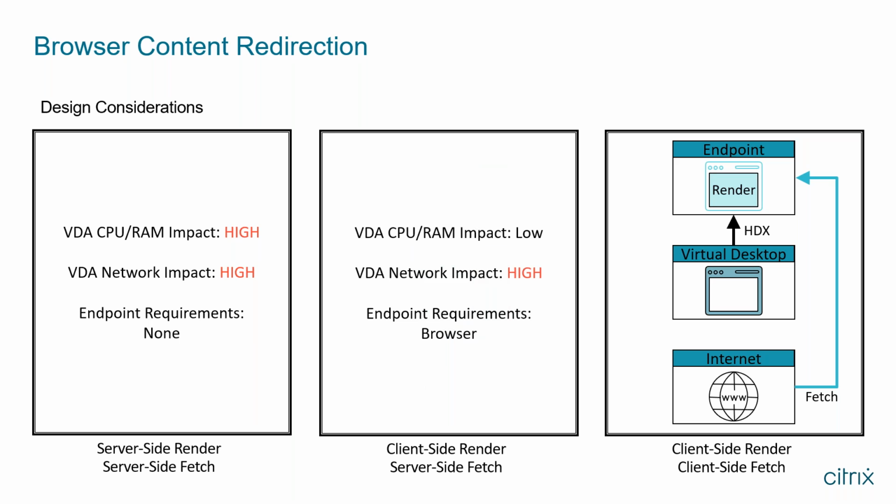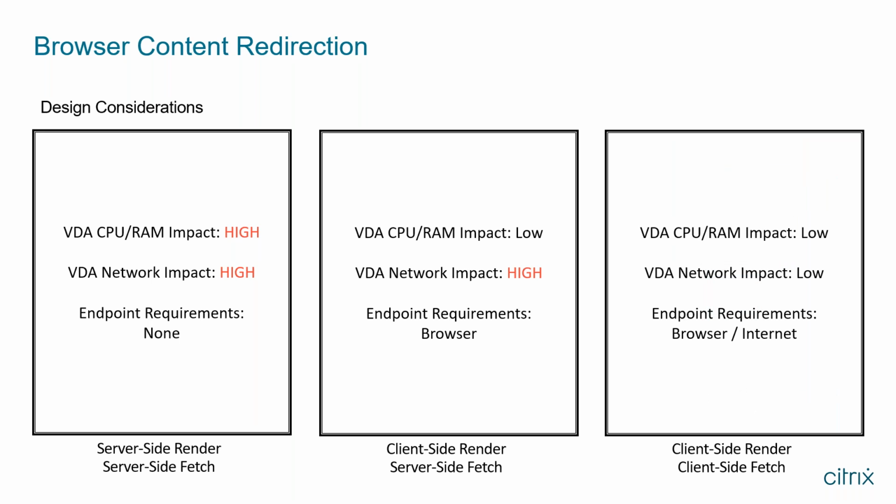With client-side render, server-side fetch, it changes a little bit because the browser content is rendered on the endpoint, so you have less CPU and RAM usage on the VDA. But as the VDA still catches everything, you still have the network impact on the VDA. And this is fixed with the last one, where you completely offload it to the endpoint. But on the other side, you need to keep in mind, you need a browser on the endpoint which supports it. And the endpoint must have direct internet access, which is especially in bigger companies not always the case when they have thin clients. So the thin clients are often limited and have no direct internet access. So in that case, the only option to use browser content redirection is to use client-side render and server-side fetch.